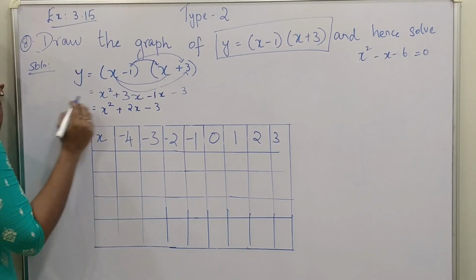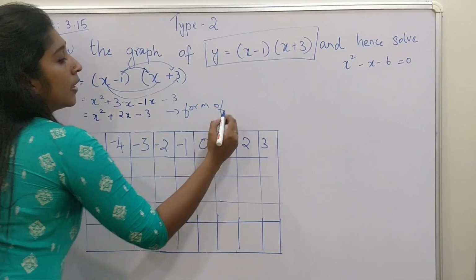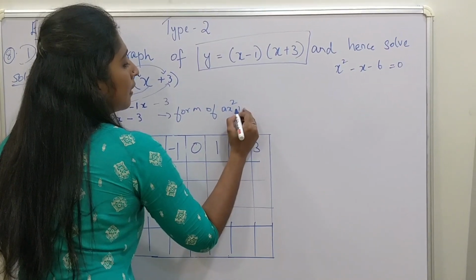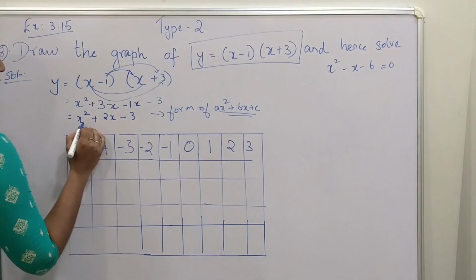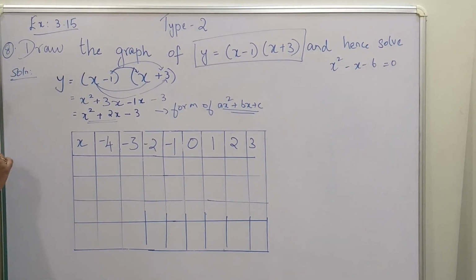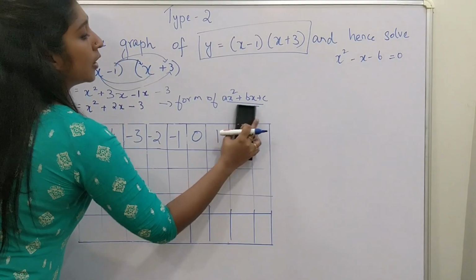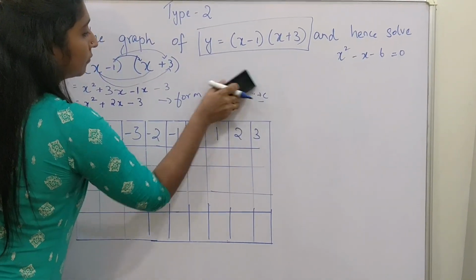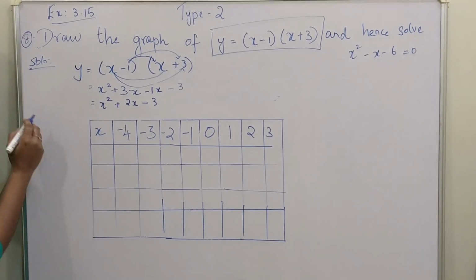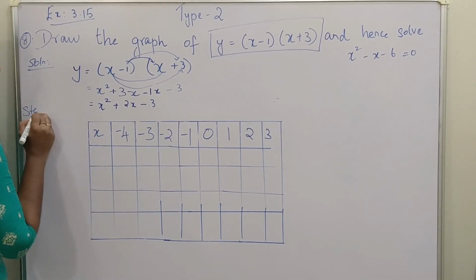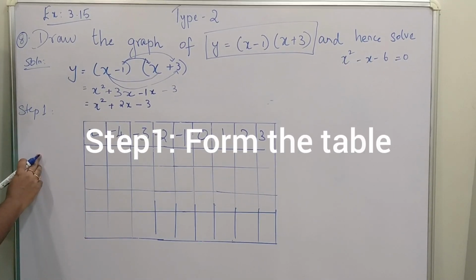So now we have arrived at the form ax squared plus bx plus c. So this form and this form are supposed to be the same now. From here we can do the further calculation as we did for the parabolic graph. So what is our first step? The first step is forming the table. So how do you form the table?